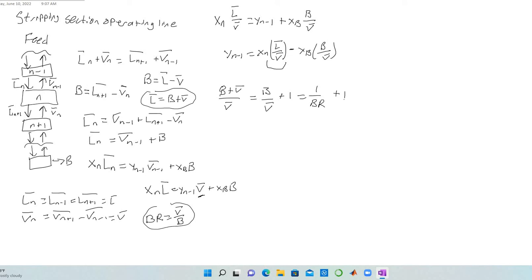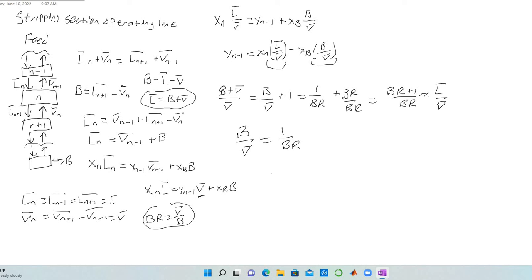plus 1. And if this is equal to boil-up ratio over boil-up ratio, that means we're going to be left with (boil-up ratio plus 1) divided by boil-up ratio. And that's what this L over V term is going to equal. Now, simple enough for this one, we have our B over V right here, and that's just going to equal 1 over the boil-up ratio.